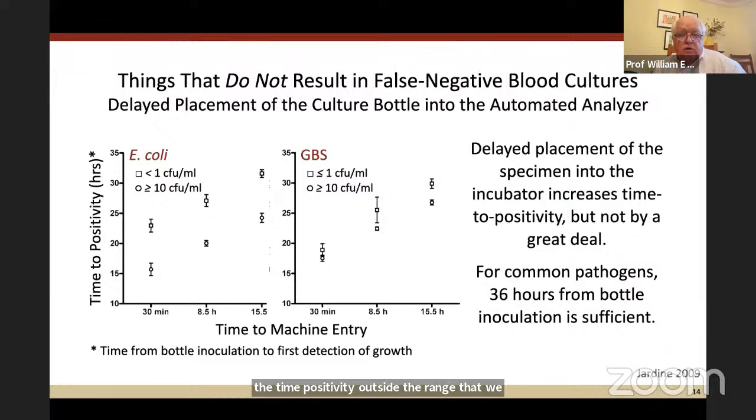So for these two common pathogens, at least 36 hours from bottle inoculation to result interpretation should be sufficient, at least if the delay in placement into the incubator is no more than about 16 hours.